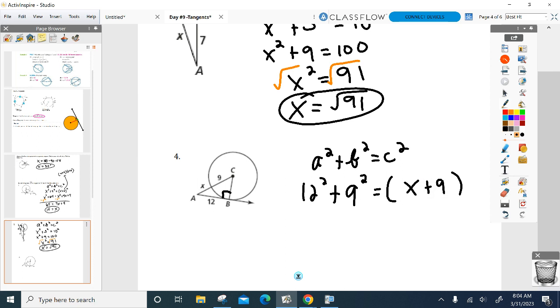And I hate to break it to you. Sorry, kids. But yeah, it looks like we are going to have to factor on this one. So go ahead and do x plus 9 squared off to the side.